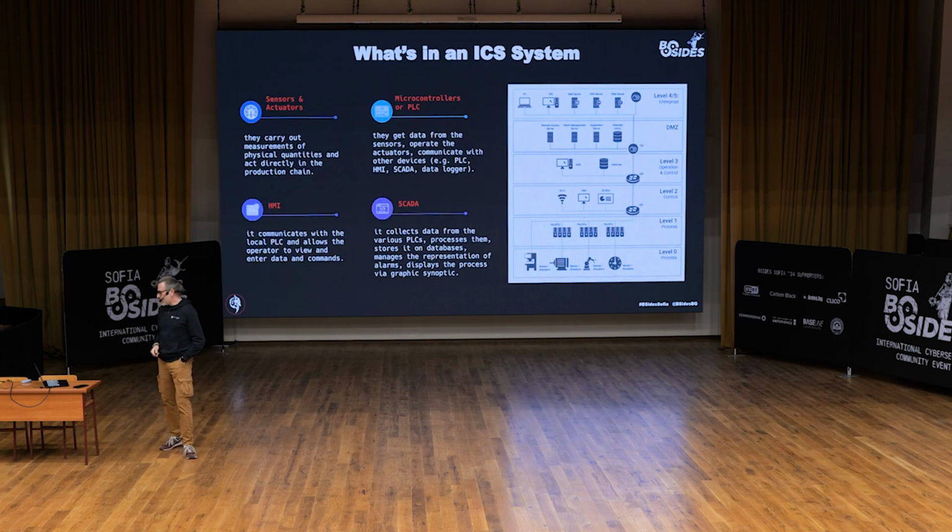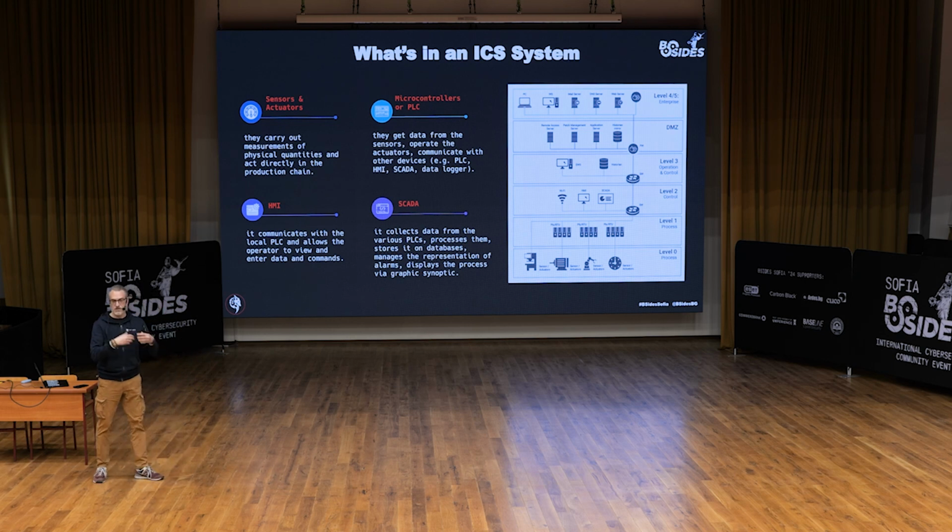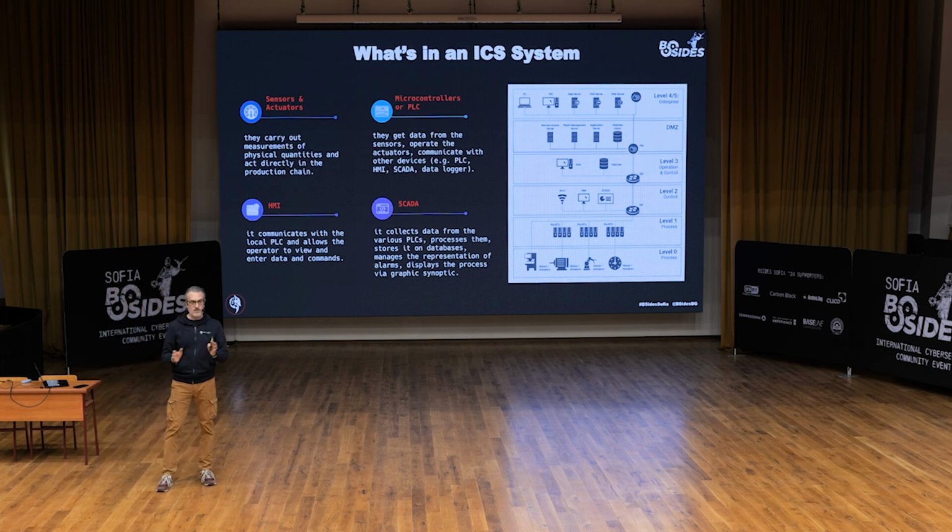Okay, so what is inside a PLC? What is inside an ICS, an industrial control system? Starting from the bottom up, we have the sensors and actuators. A sensor is a device that translates a physical value to a digital number: temperature, pressure, speed, it depends. Actuators do exactly the opposite. They transform a digital value into a physical action: motors, pumps, valves, and so on.